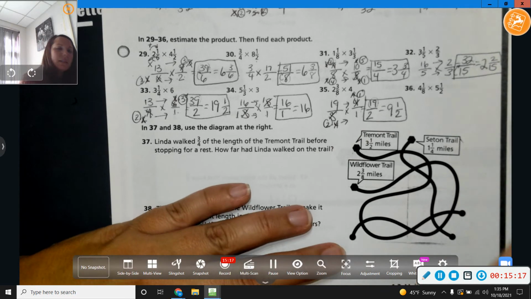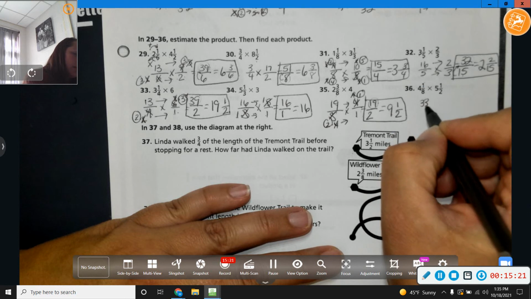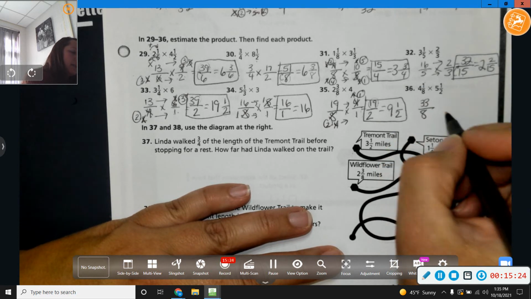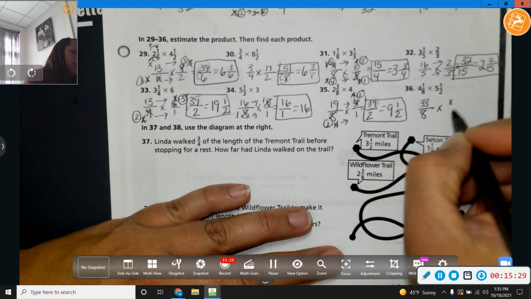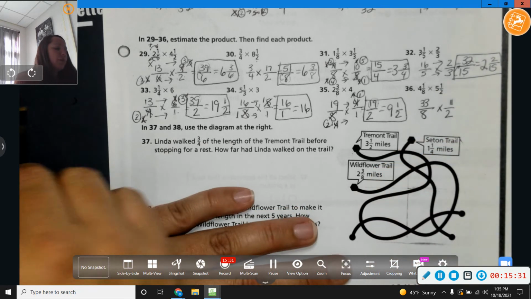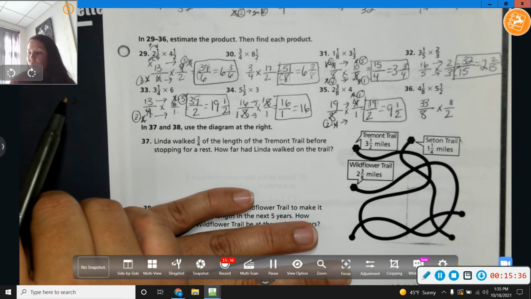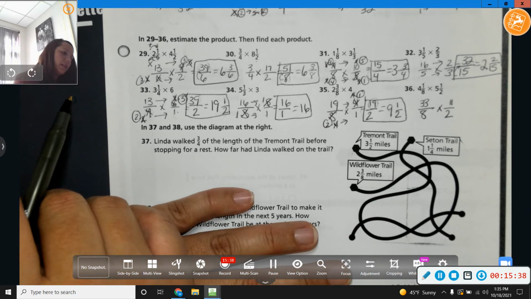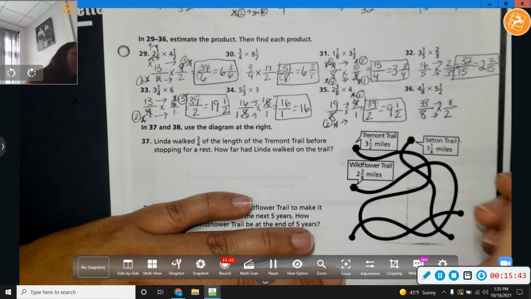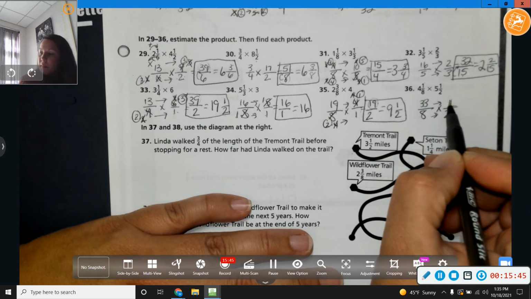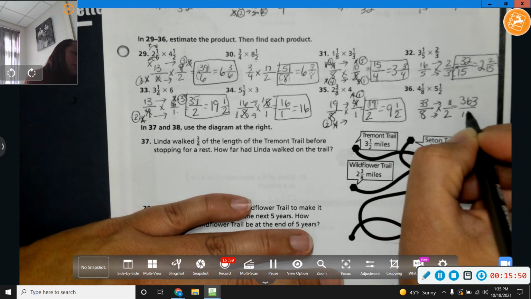Okay? Last one of these. 8 times 4 is 32, plus 1 is 33, over my denominator of 8, times 2 times 5 is 10, plus 1 is 11, over my denominator of 2. I cannot reduce either one of those. Okay? So, what I have to do is multiply straight across. 33 times 11 is 363. 8 times 2 is 16.